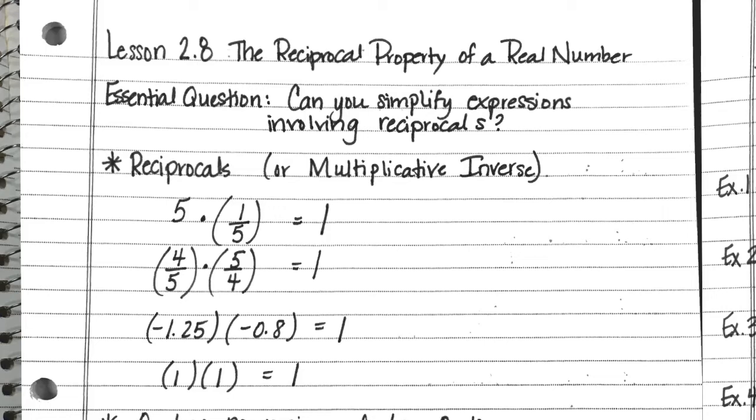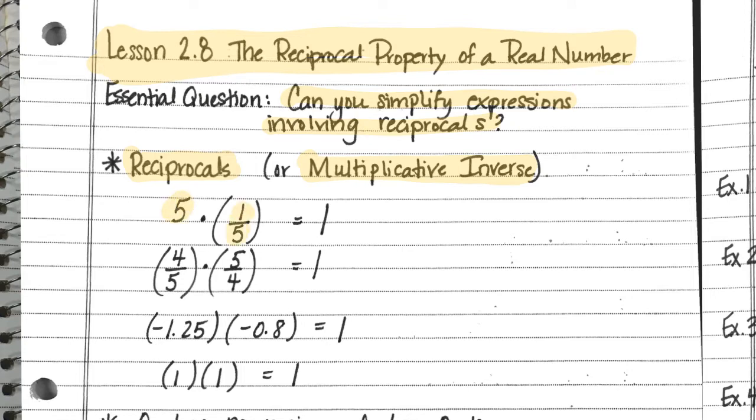All right, moving on to lesson 2.8, the reciprocal property. A lot of you guys are very familiar with the reciprocal property, but we're going to get down to some nitty-gritty things like we always do. Our essential question is, can you simplify expressions involving reciprocals? This is also called the multiplicative inverse, but typically you guys remember reciprocals.